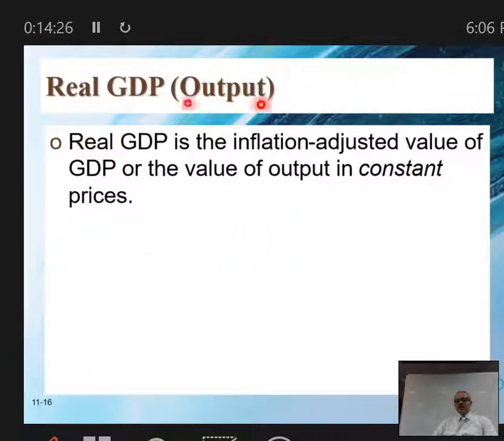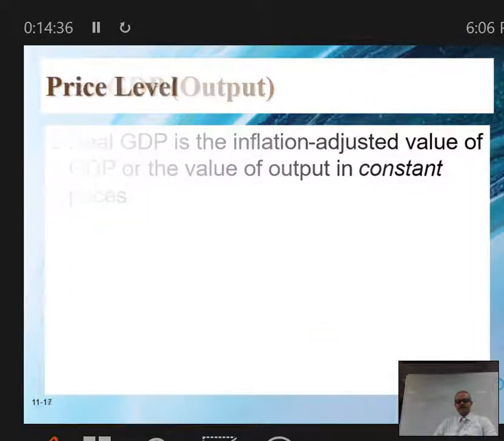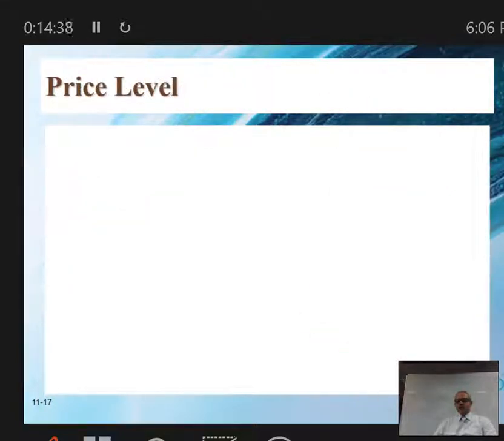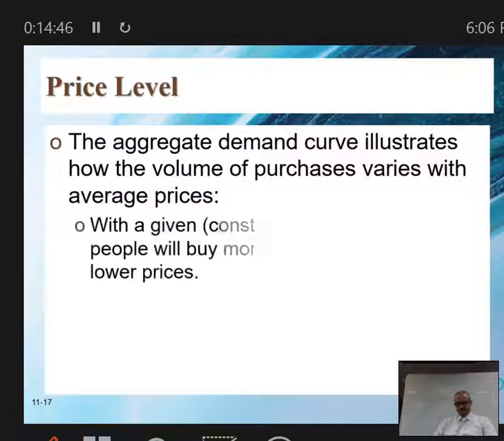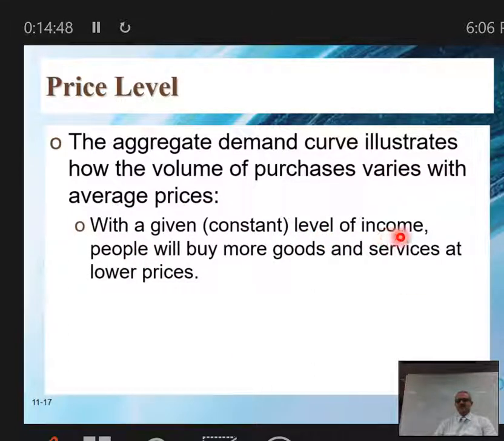And the real GDP, the output, is the inflation adjusted value of a GDP, or the value of output in constant prices. So this is real GDP. Price level is what? It says the aggregate demand curve illustrates how volume of purchases varies with average prices. With a given constant level of income, people will buy more goods and services at lower prices. Are you guys okay with this idea?